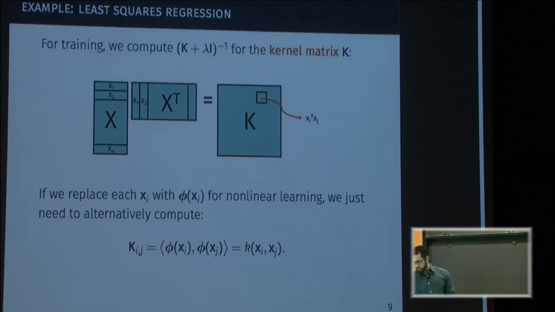So this picture goes through if we're doing nonlinear dot products. So instead of doing just regular dot products between xi and xj, we're doing it between those feature expanded vectors phi of xi and phi of xj. Okay?